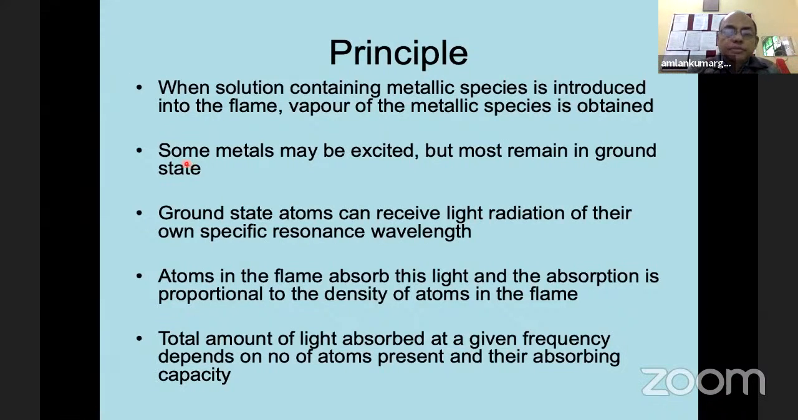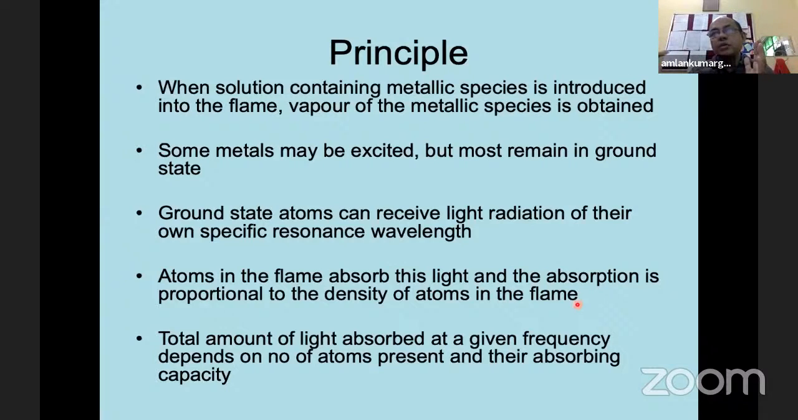Now, atoms in the flame absorb this light, and the absorption is proportional to the density of atoms in the flame. So if there is nothing in the flame, even if you put in any amount of own specific resonance wavelength, nothing will be absorbed. If there is one atom, say one atom will absorb one photon. Two atoms will absorb 2 photons. Three atoms will absorb 3 photons. 30 atoms will absorb 30 photons.